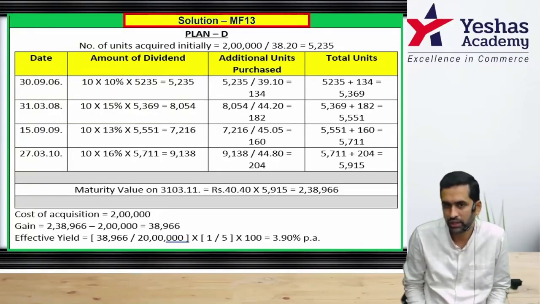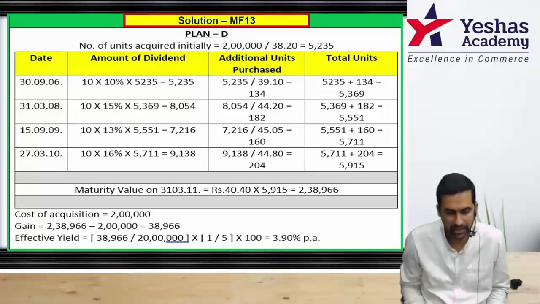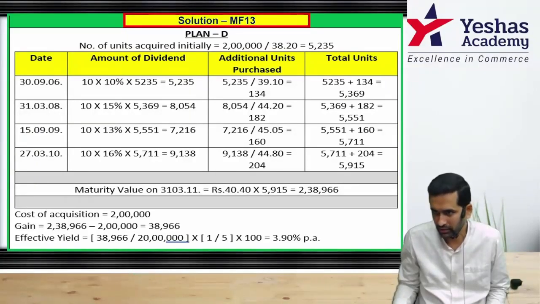Therefore units after this will be old 5235 plus new addition 134 comes to 5369. Correct? When you started the plan it was 38.2. When the dividend was reinvested it was 39.1. So fresh unit will be based on 39.1. Now this 5369 becomes base for next time dividend.